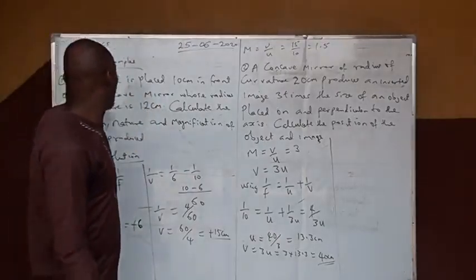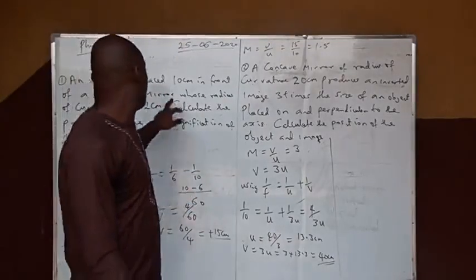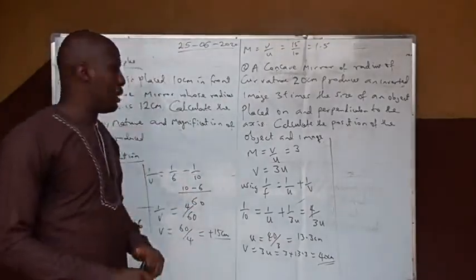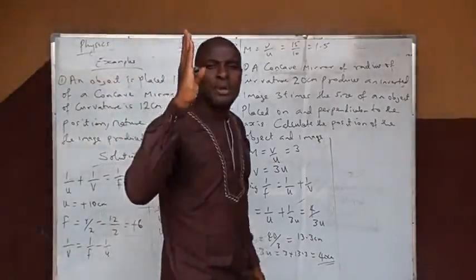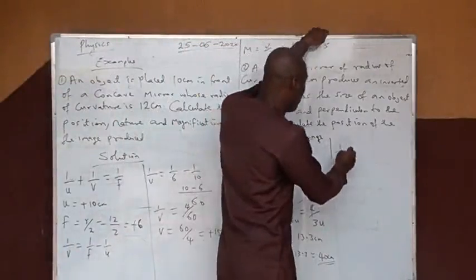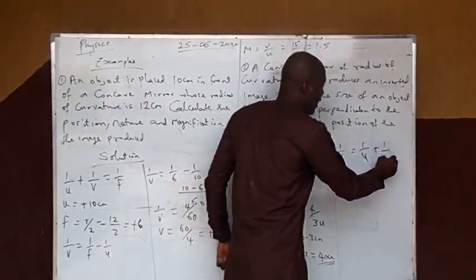From here, now we say that what? An object is placed 10 centimeter. So, you should bear in mind that the mirror's formula is 1 over f is equal to 1 over u plus 1 over v.